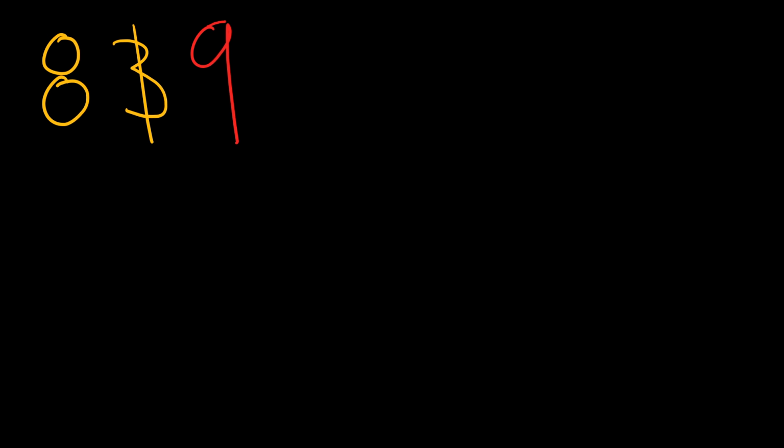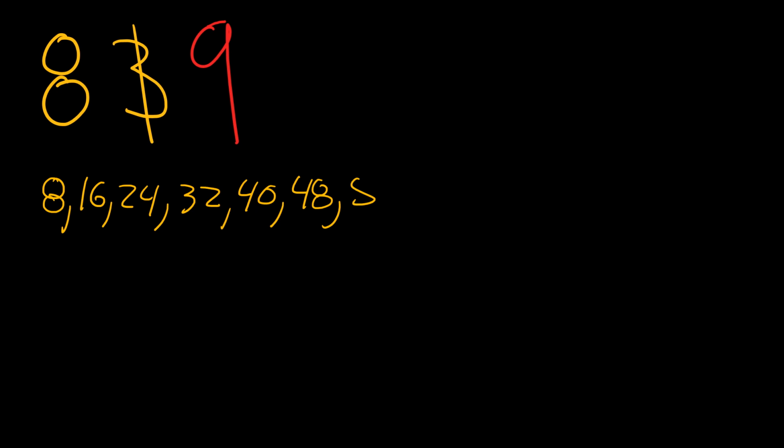So in this example, we have 8 and 9. First thing we're going to do is list our multiples of 8 and then our multiples of 9. 8, 16, 24, 32, 40, 48, 56, 64, 72.